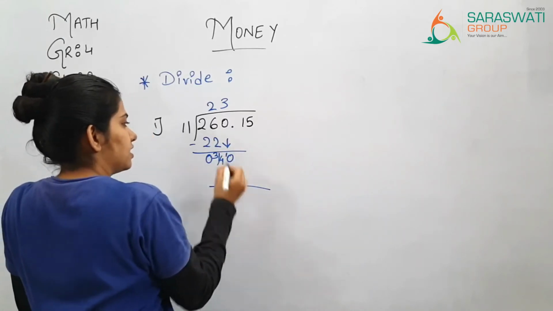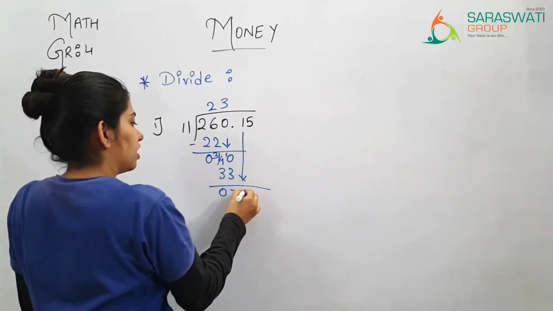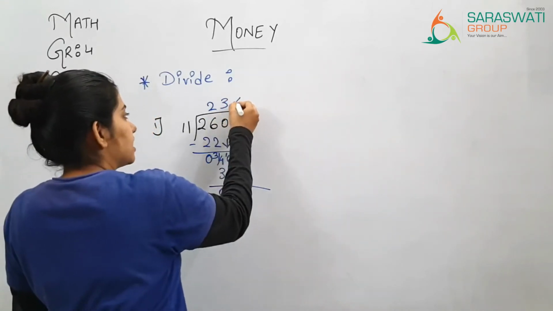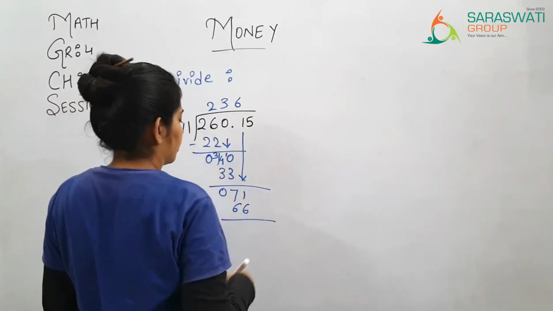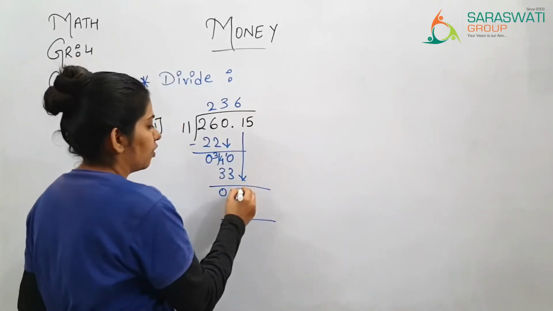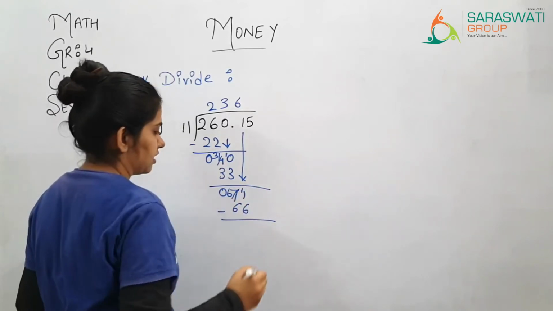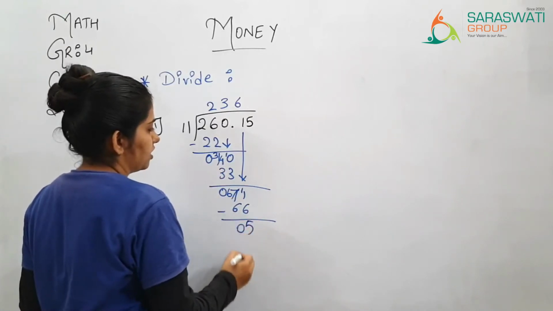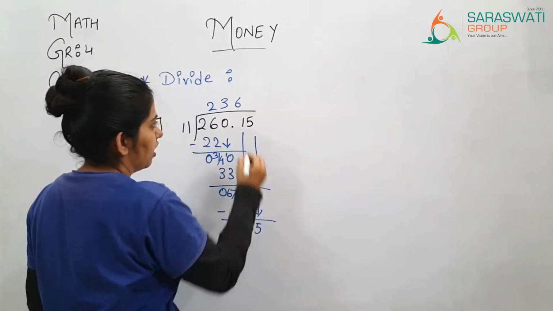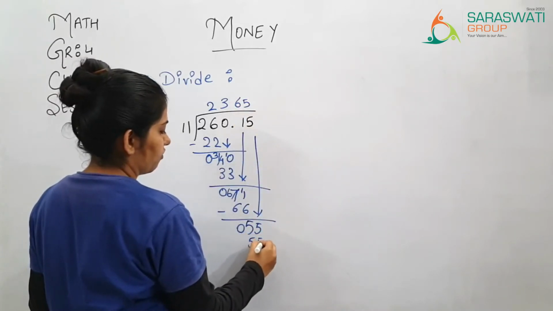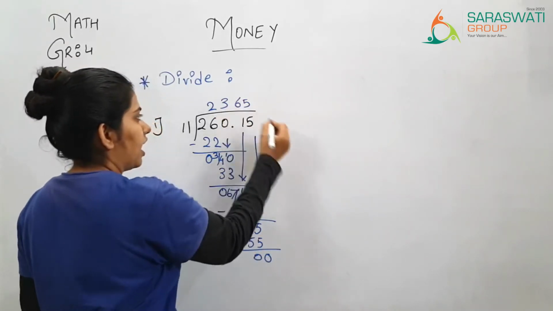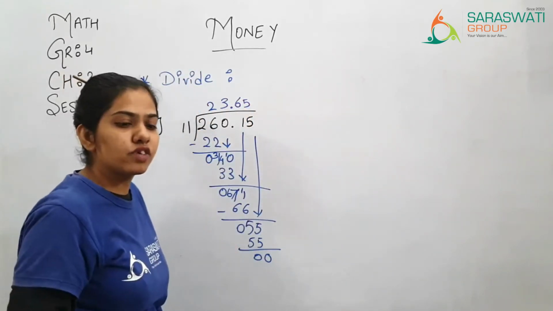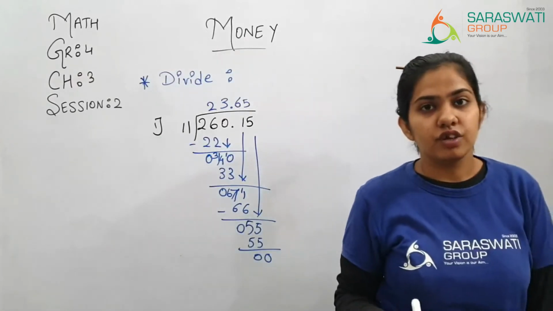10 minus 3, 7. Now this one, 11 sevens are 77. So no, 11 sixes are 66. So 1, cut this and 6. 7, 8, 9, 10, 11, 5. We are 0. Now 5. 11 fives are 55. So 0, 0. And now after 2 digit point, 23.65 is our answer. Right?